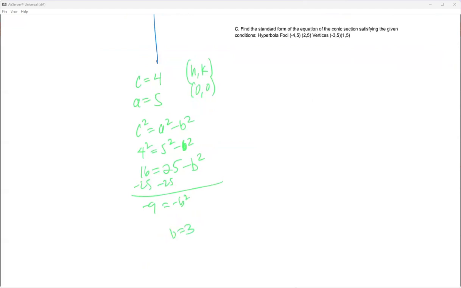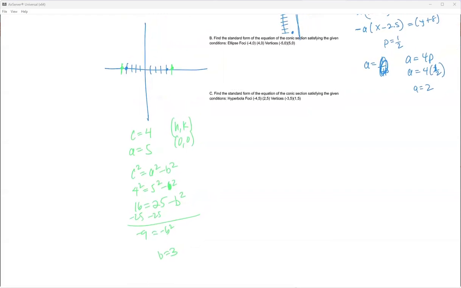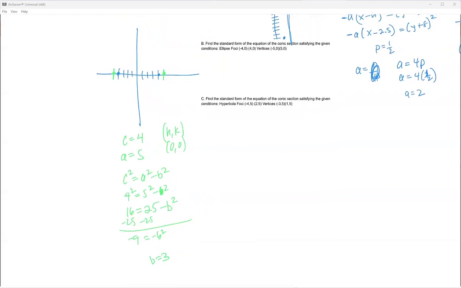All right, so for our final answer, remember, you just have to find the equation. You don't need to graph it per se. It'd be x squared over 25 plus y squared over 9 is equal to 1. This is standard form right there, with x minus h in parentheses over a squared.